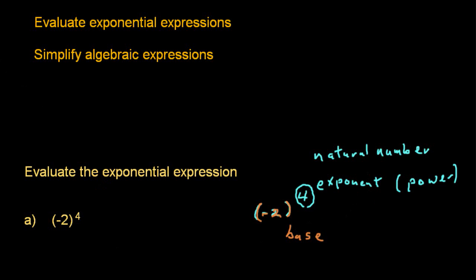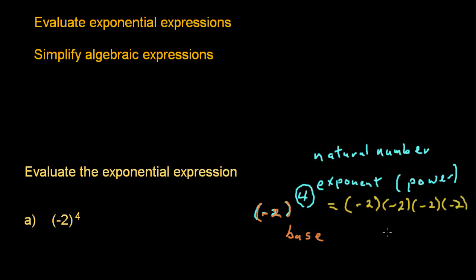Okay? Now, what does -2 to the 4th power mean? That means that -2, our base, is a factor 4 times. Because the exponent is 4, the base then is a factor 4 times. That means -2 times -2 times -2 times -2.